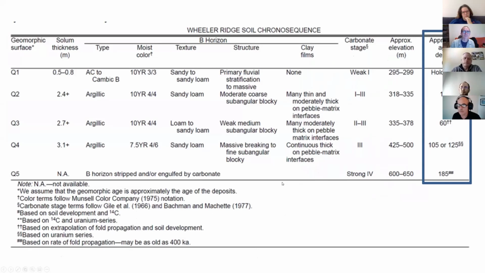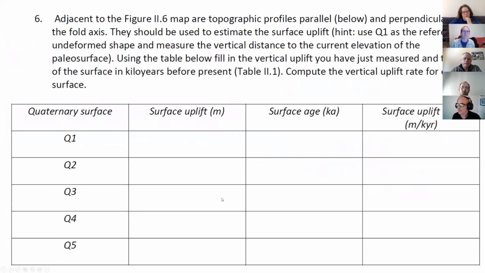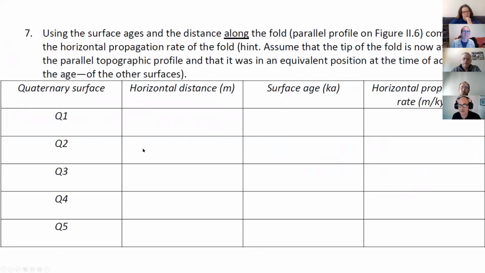And then once you measure something like the uplift, you can use the surface age to get the uplift rate. The same thing with the horizontal distance. So we want to look at how this fold has sort of propagated, how it's growing to the east. And so the same thing, distance, age, propagation rate.